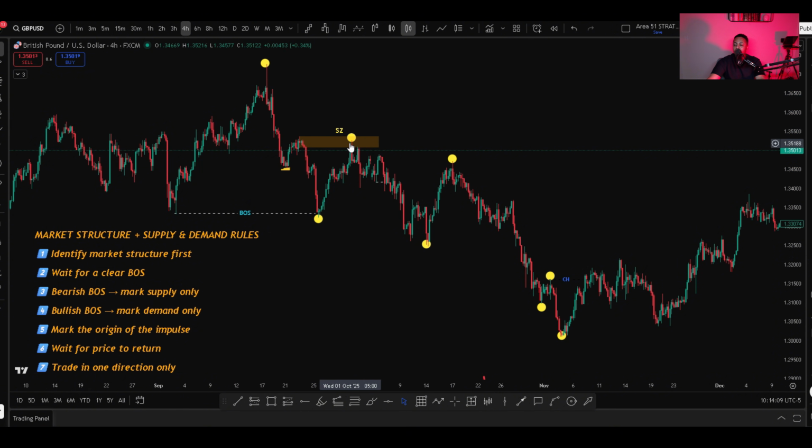This is where the institutions filled their large orders. This is where they executed their large orders. So once they make the price move rapidly from here, they're not able to fill most of the orders at the same time. So now the price has to go back again to fill the rest of the orders.